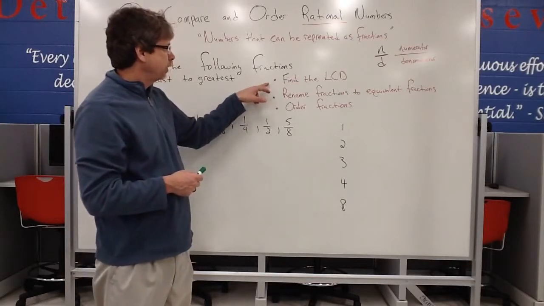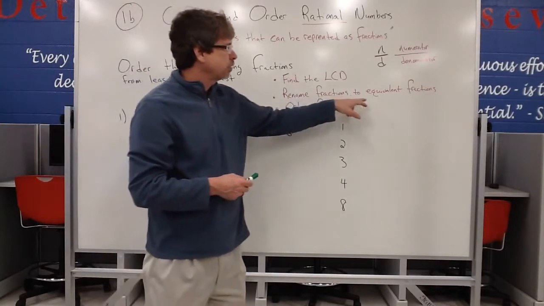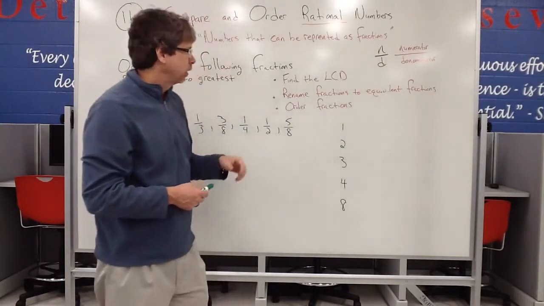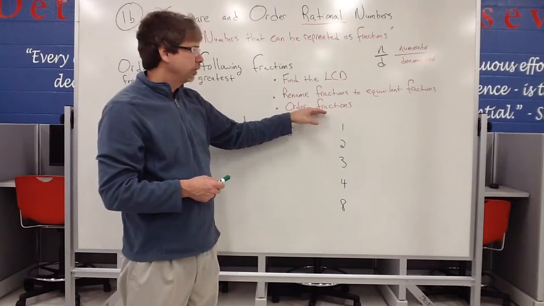So once we find the LCD, what we're going to do is rename these fractions to equivalent fractions so that they do have indeed a common denominator. And then from there, we're going to be able to order these fractions rather easily.